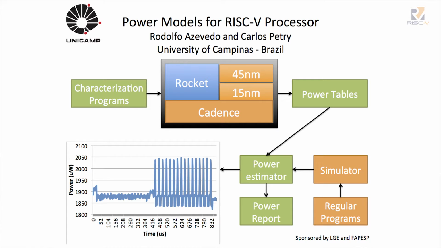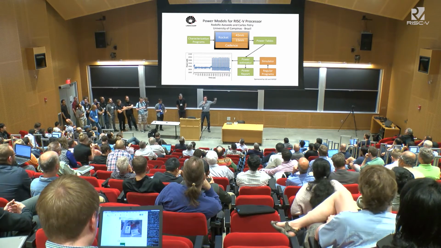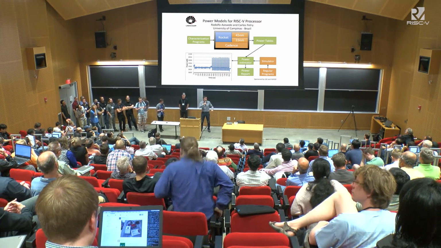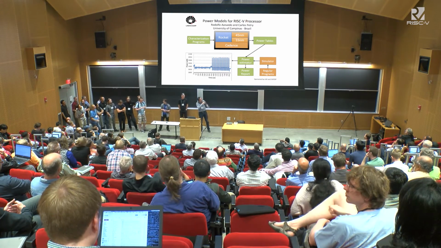We are going to talk in my poster about a power model for RISC-V processors. The key idea here is that we design a set of characterization programs, indeed characterization generator programs, and then we evaluate Rocket on 2 different technologies down to place and route. So you can have these power tables, that's the green box on the top.